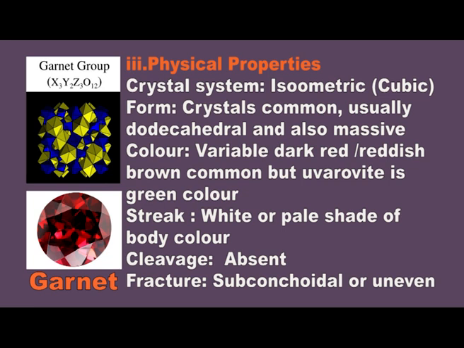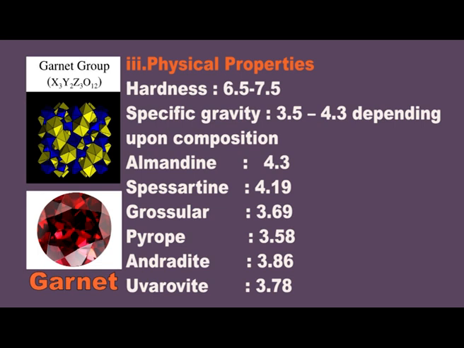Color: variable, dark red or reddish brown common, but uvarovite is green. Streak: white or paler shades of body color. Cleavage: absent. Fracture: subconchoidal or uneven. Hardness varies from 6.5 to 7.5. Specific gravity varies from 3.5 to 4.3 depending upon composition: almandine 4.3, spessartine 4.19, grossular 3.69, pyrope 3.58, andradite 3.86 and uvarovite 3.78.